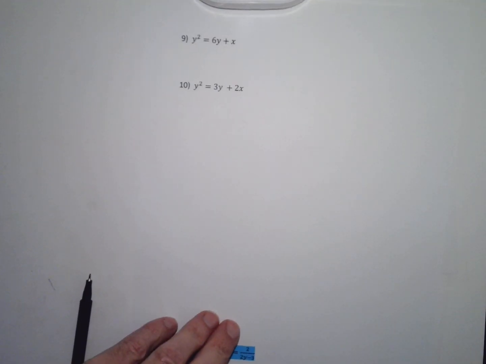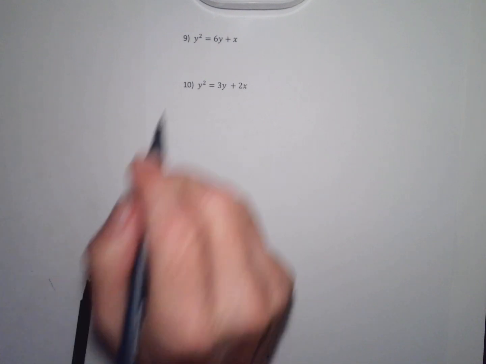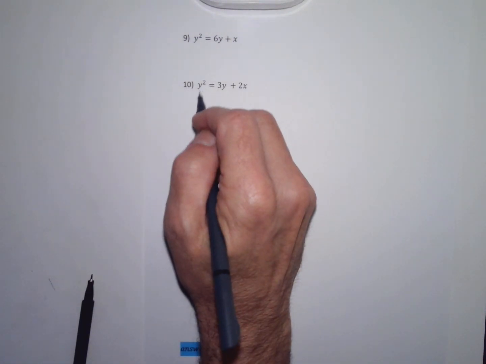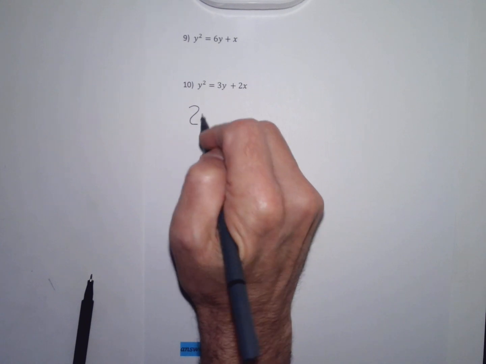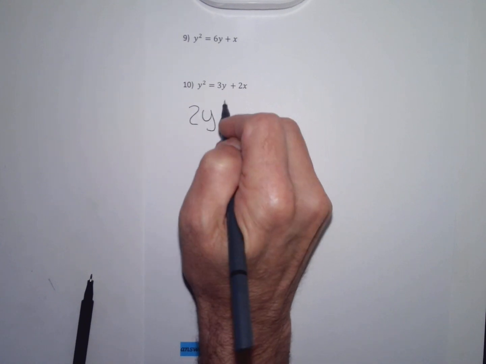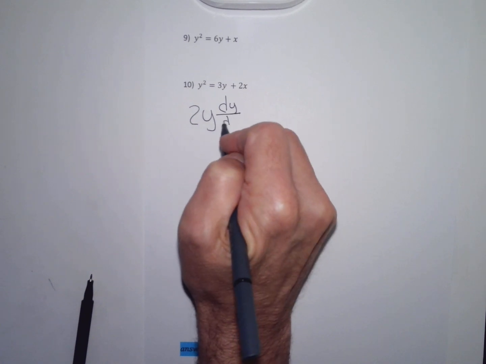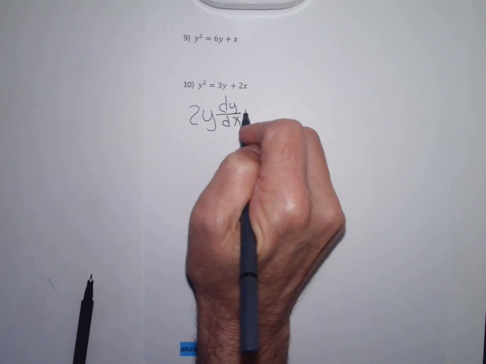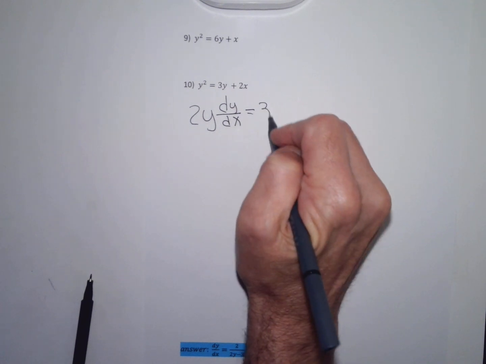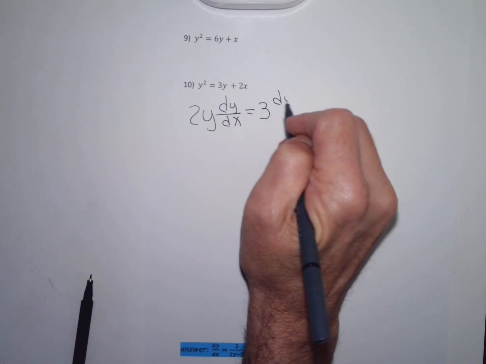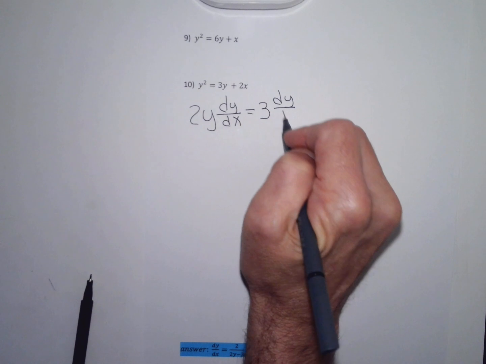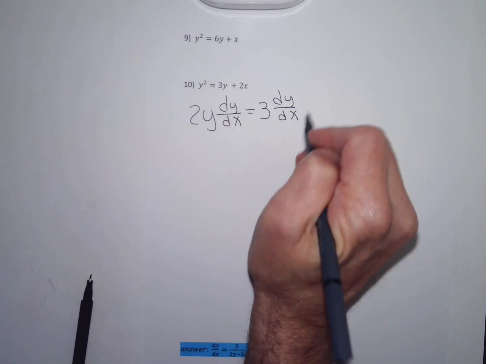For 10, I have y's on both sides of the equation. I could get the y's to be on the same side of the equation to start if I was clever, but I'm not going to be clever. I'm going to take the derivative of y squared, which would generally be 2y. I'm going to tack on a dy dx. To the right of the equal sign, the derivative of 3y is just 3. I'm going to tack on a dy dx. And the 2x has a derivative of 2.